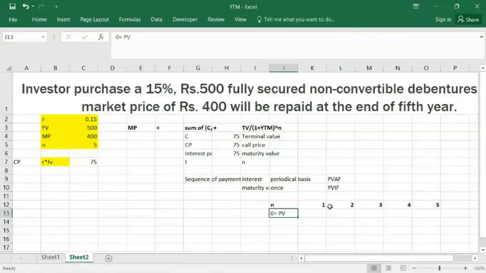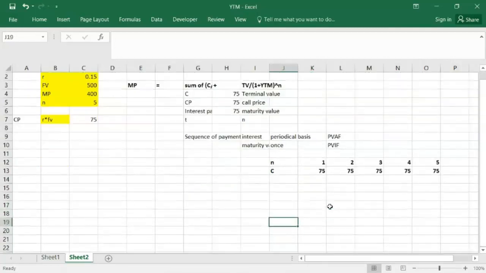In the first year, I will receive the coupon payment, the interest, 75 rupees. Second year, 75 rupees interest will be received. Third year, 75 rupees. Fourth year, 75 rupees. Fifth year, 75 rupees. So this is the payment you will receive over the 5 years. And you can get the terminal value, the maturity benefit, at the end of the period. What is the terminal value you will receive at the end?